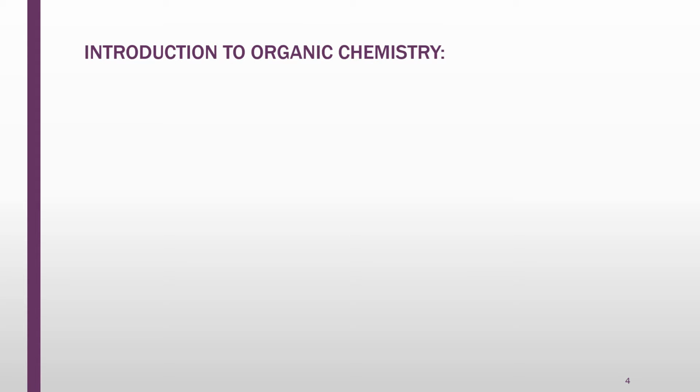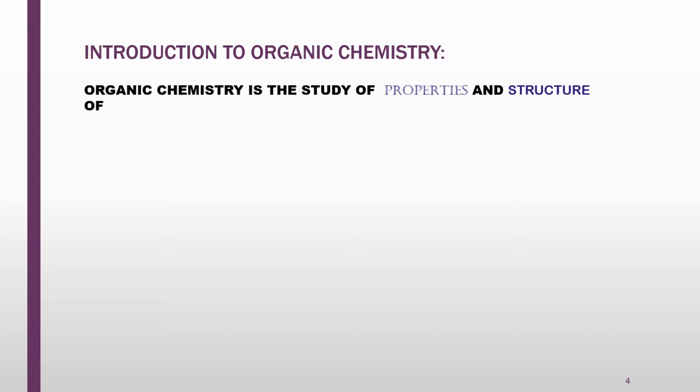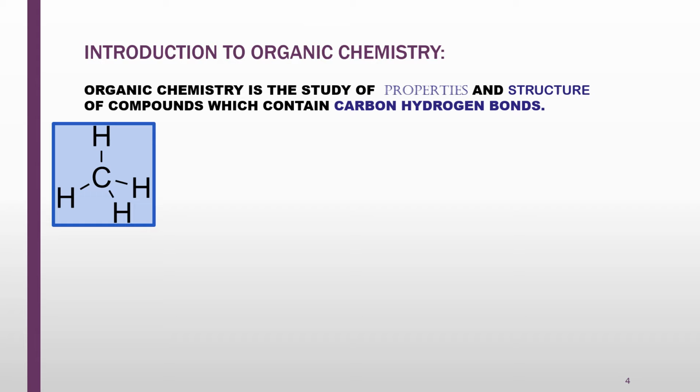So we will start with a basic introduction to organic chemistry. Organic chemistry is the study of properties and structure of compounds which contain carbon-hydrogen bonds. It means that it is usually necessary that an organic compound must contain direct carbon-hydrogen bonds, right? If there is a carbon-hydrogen bond, it means that the compound is organic.